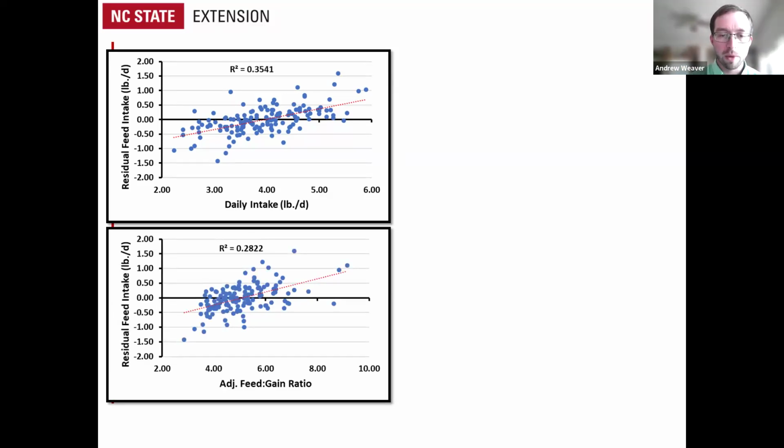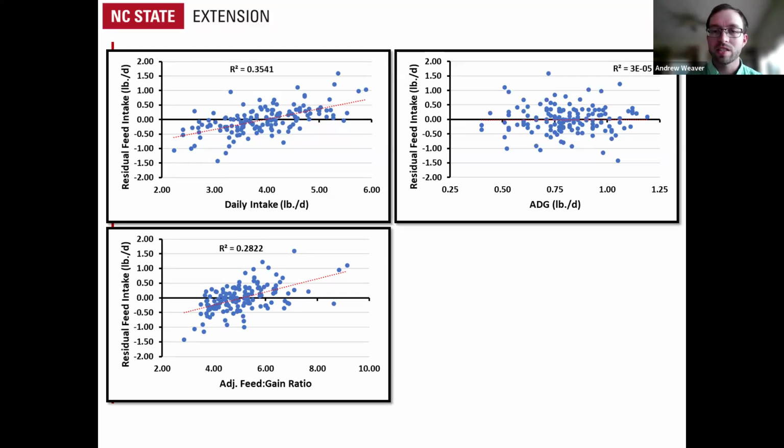Residual feed intake compared to adjusted feed to gain ratio, again, a positive relationship. As feed to gain ratio increases and those animals become less efficient, residual feed intake is also going to increase, indicating those animals are less efficient. So all of this makes sense.